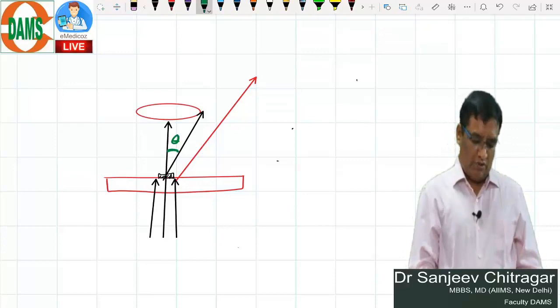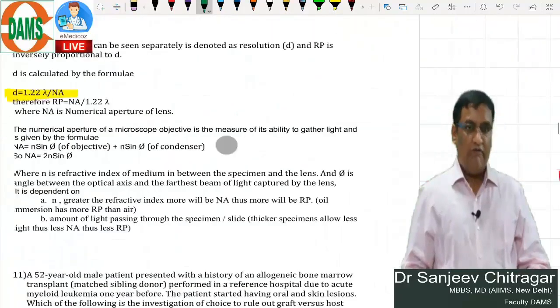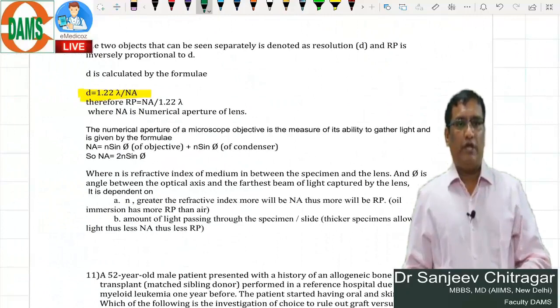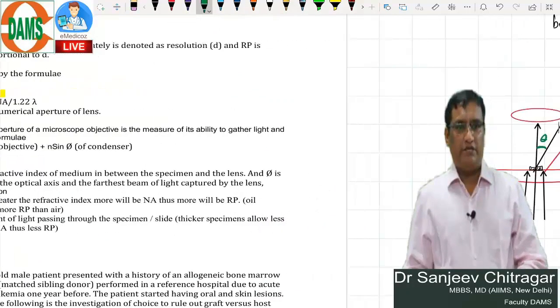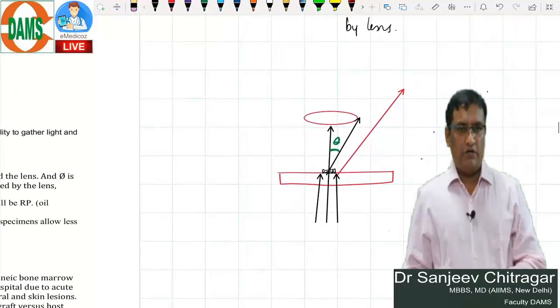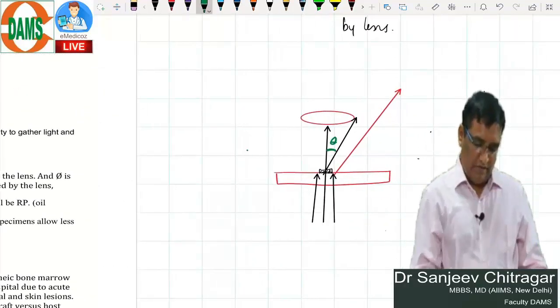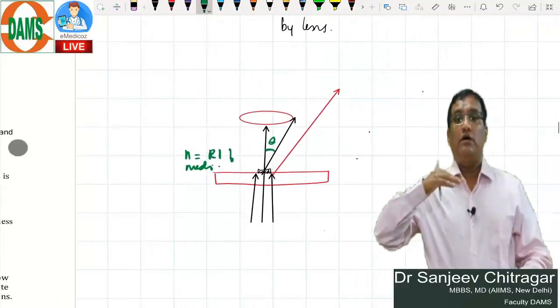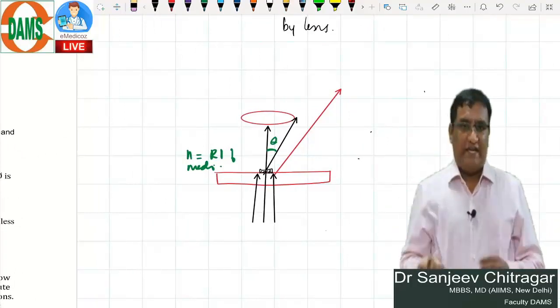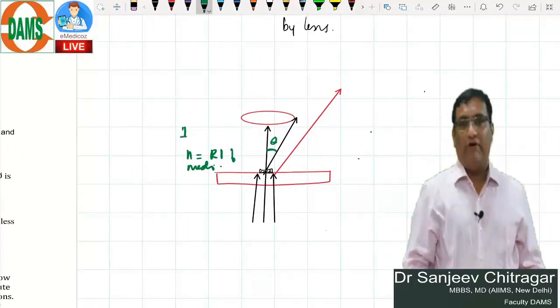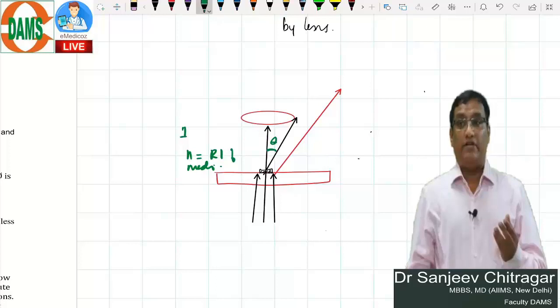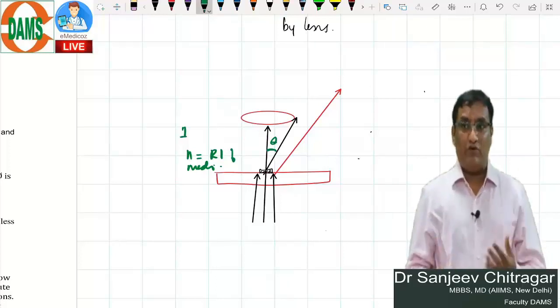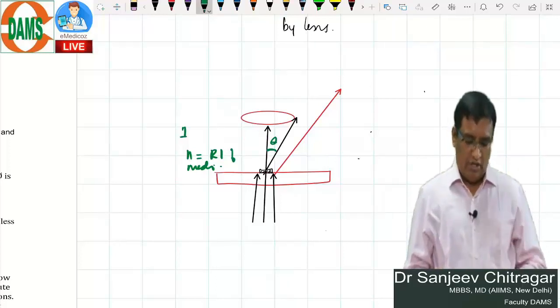If you look at our formula here, the numerical aperture is n sine theta. What is n sine theta? n is the refractive index of the medium between your slide and the lens. Obviously that is air, and for air it will be 1. If you are using oil immersion, it will be more, around 1.47 for oil immersion, and sine theta.